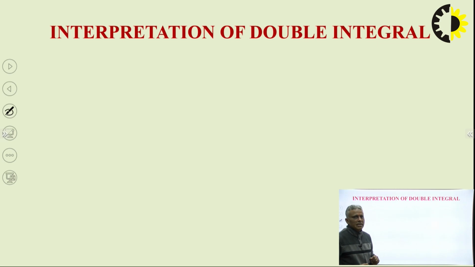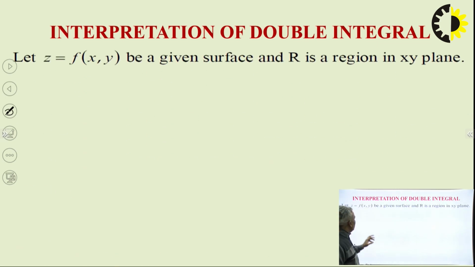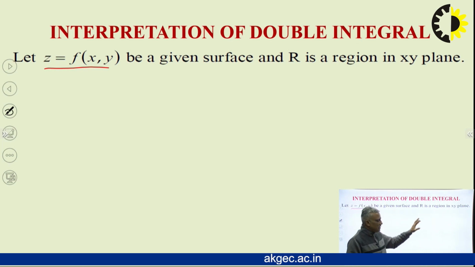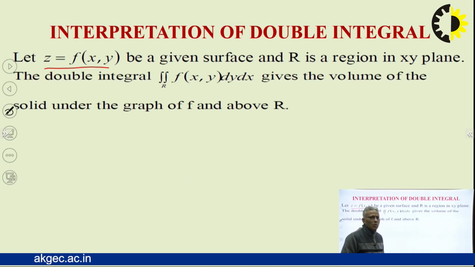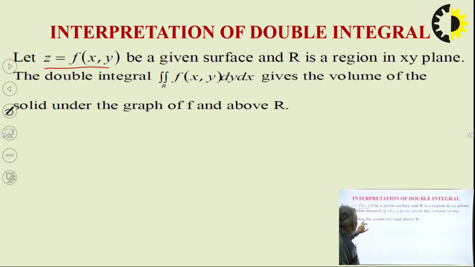Interpretation of the double integration, right? How to calculate? Suppose z is a function of x and y and the given surface R is a region in the xy plane. How to calculate the double integration? Double integration is denoted and defined here as the double integral of f(x,y) dy dx.